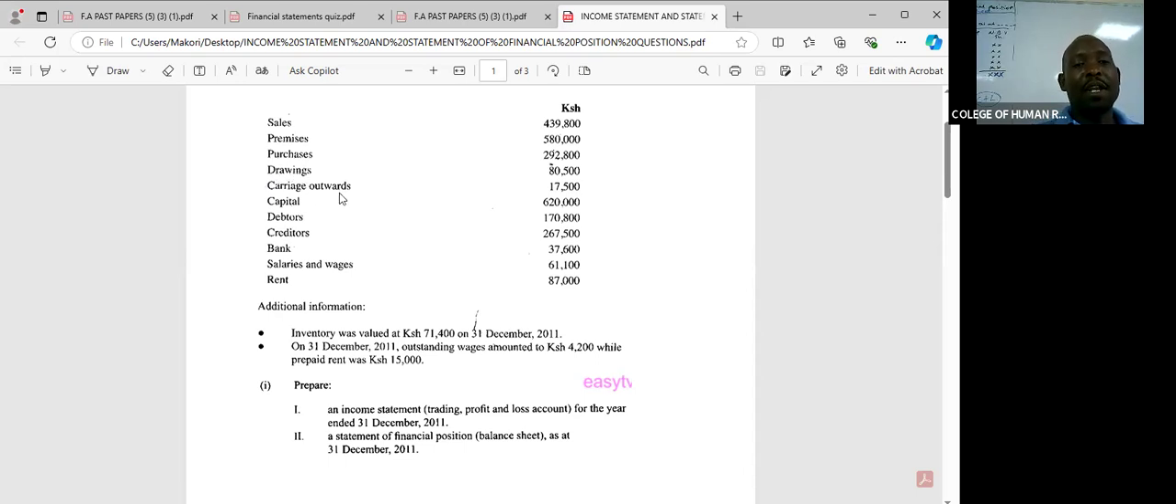Carriage outwards will appear in the income statement. Capital will appear in the statement of financial position. The same with the debtors, statement of financial position. The same with the creditors, statement of financial position. The same with the bank, statement of financial position. Salaries and wages are expenses, they will appear in the income statement. Rent is an expense, it will appear in the income statement. You need to know the items and where they belong. In the statement of financial position, we have said assets, capital, and liabilities only. The other one deals with incomes and expenses, all that. So let us prepare.